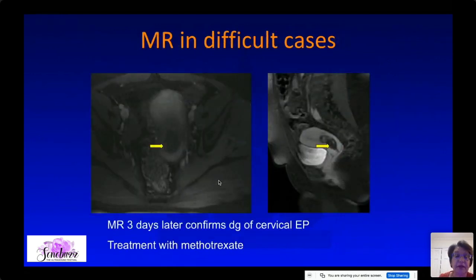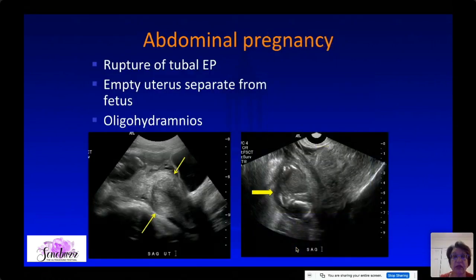But if you're not sure, you can do an MR, and you can see here this ectopic implantation in the cervix with the cervical canal closed in the sagittal MR. And this was treated with methotrexate. Now, abdominal pregnancies are very, very uncommon. I've seen only one or two examples. What happens is that there is rupture of likely a tubal ectopic pregnancy that then implants into the abdomen.